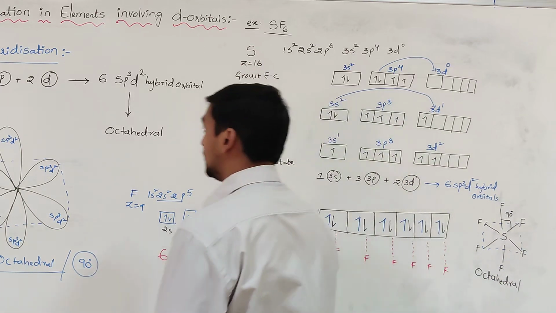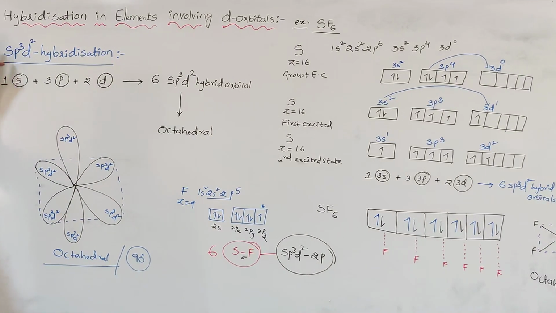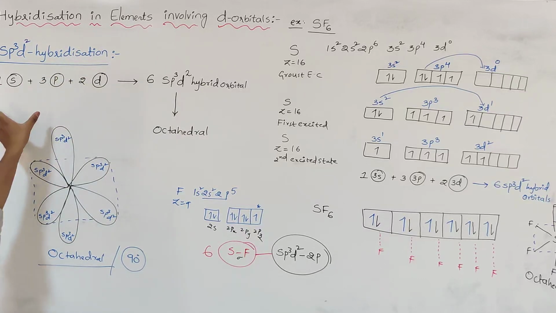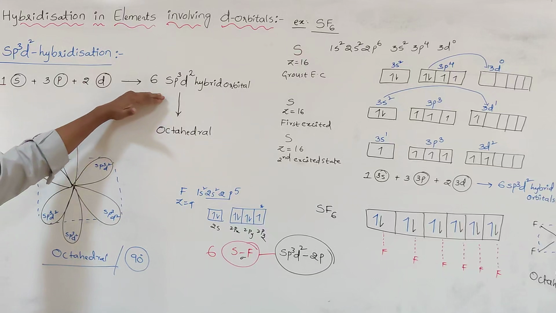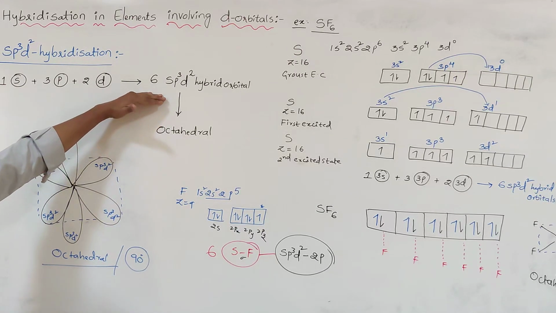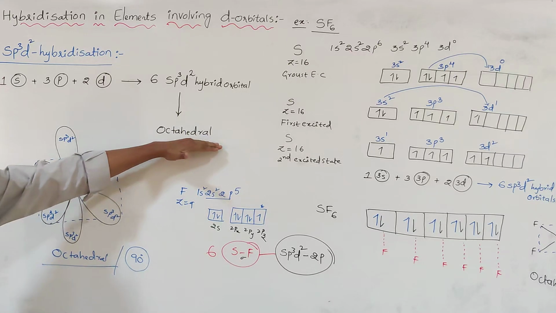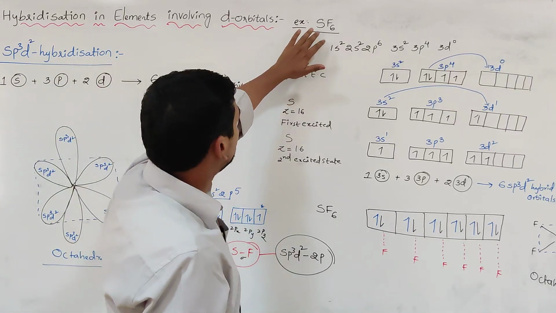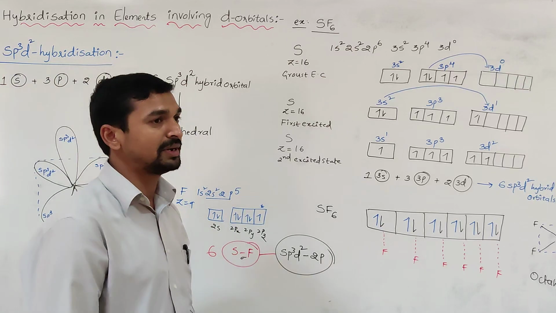Once again I will explain sp3d2 hybridization. sp3d2 hybridization means one s orbital, 3 p orbitals and 2 d orbitals, which are almost similar in energy, are hybridized together to form 6 sp3d2 hybrid orbitals. They are oriented in which geometry? Octahedral geometry, like this. Sulfur hexafluoride is the best example to explain sp3d2 hybridization.